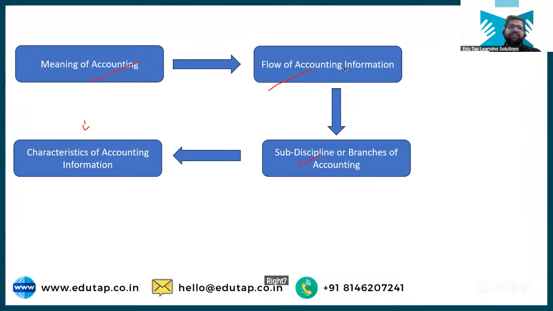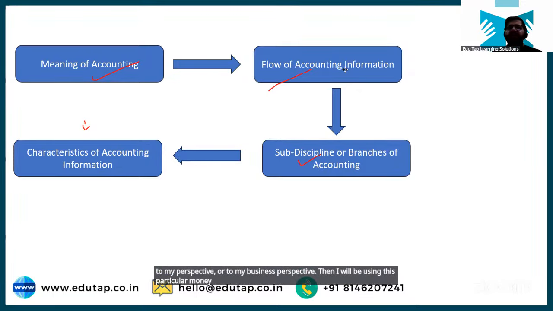For example, if I'm raising 1 lakh of rupees, I have got rupees 1 lakh from the bank. So I have taken a loan. So a loan is like money coming into my business. Think from a business perspective. If I take a loan, money will come from the bank's account to my account, or from the bank's perspective to my business perspective. Then I will be using this money to cover multiple expenses.